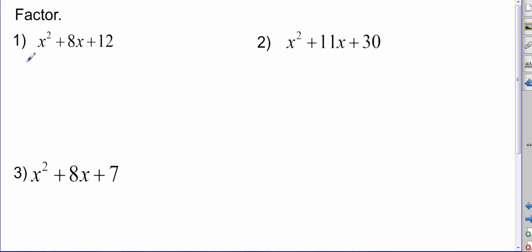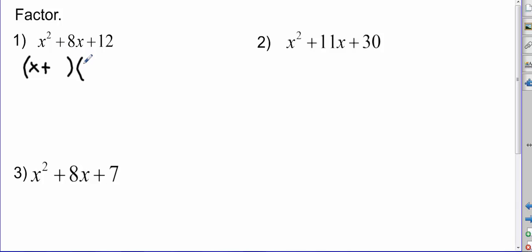Alright, here we go. In this particular trinomial, we know we are going to have two positive numbers because we have a positive sign here and a positive sign here. In order to get a positive, you either have to have two positives multiplied together or two negatives multiplied together. Well, if it was two negatives multiplied together, we would have a negative number here. So that's how we know that this one is going to have two positive numbers.